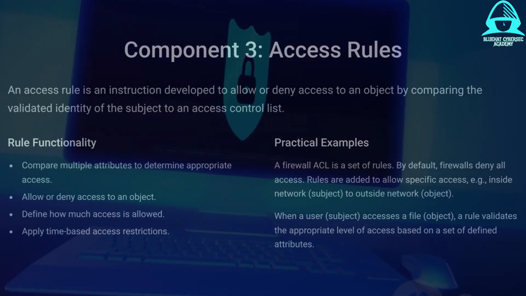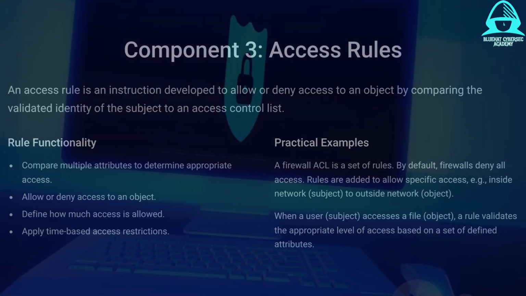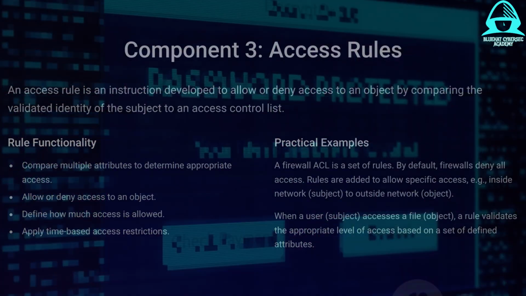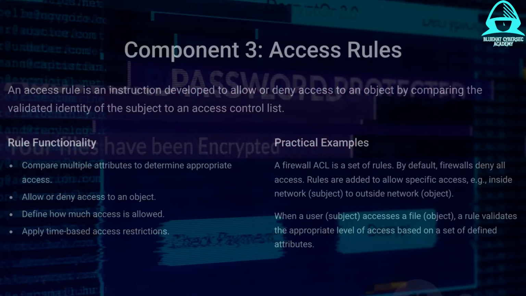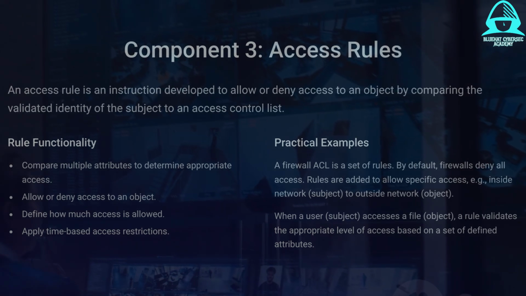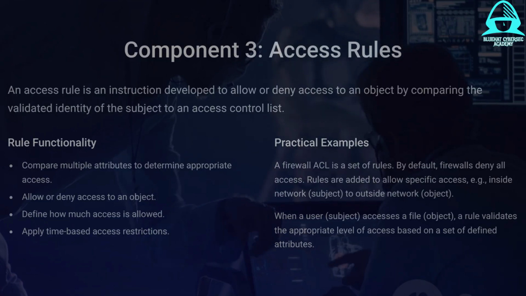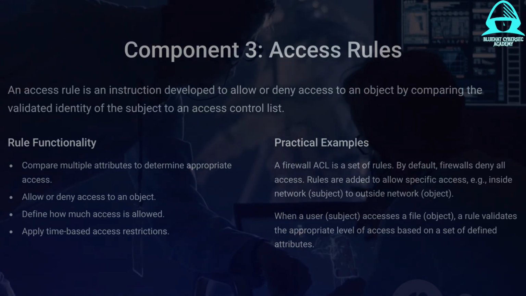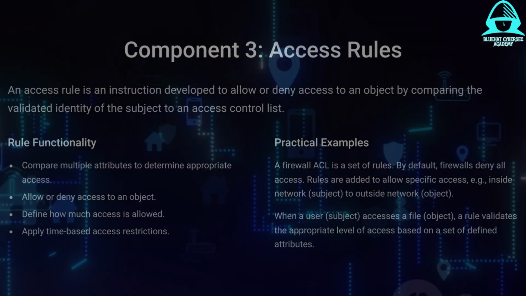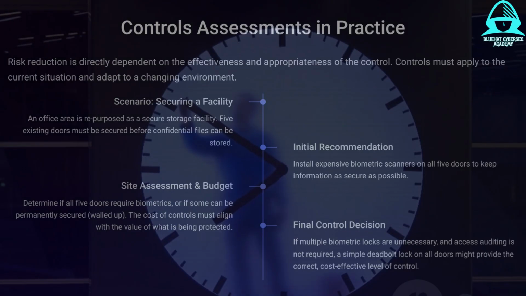In another example, when a user, or subject, tries to access a file, which is the object, a rule validates what level of access, if any, that user should have to that file. To do this, the rule will contain or reference a set of attributes that define what level of access is appropriate. So, a rule can compare multiple attributes to determine appropriate access, allow access to an object, define how much access is allowed, deny access to an object, or even apply time-based access.